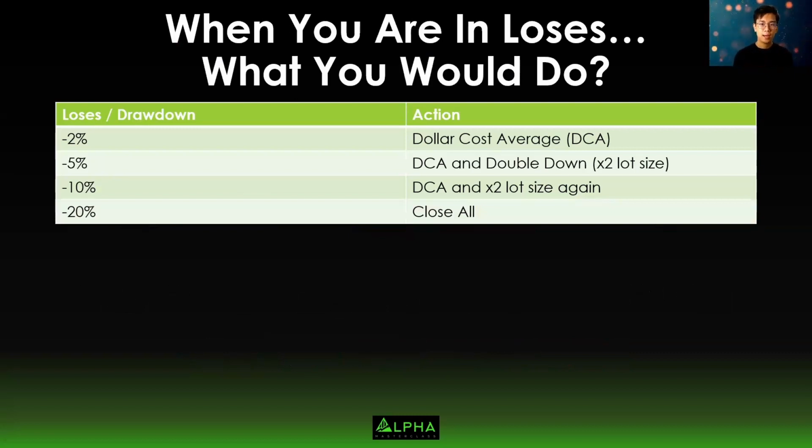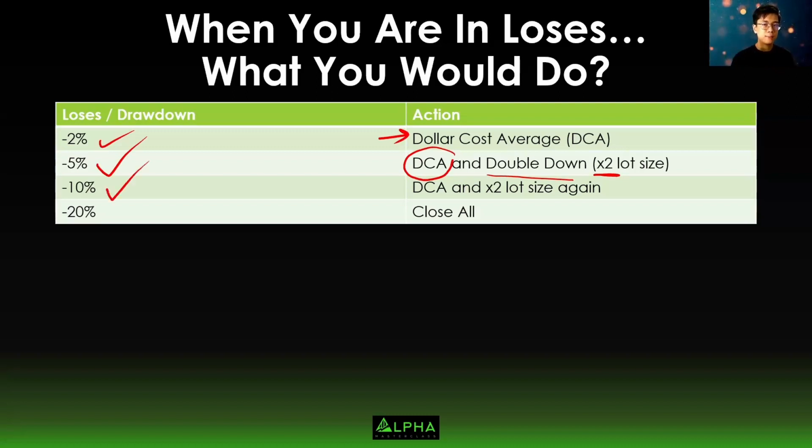For example, here what you can see is that, let's say my entire portfolio ends up at 2% drawdown. When I reach 2% drawdown, I will dollar cost average for a second trade. If I draw down to 5%, then my next plan is to dollar cost average again, but this time I will double down, meaning I will multiply the lot size by 2. Yes, I purposely plan to do this because I would like a better opportunity to recover.